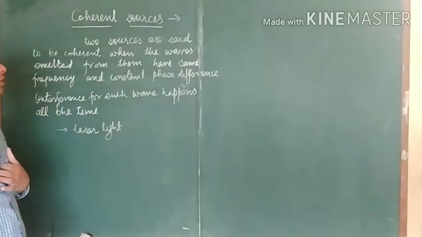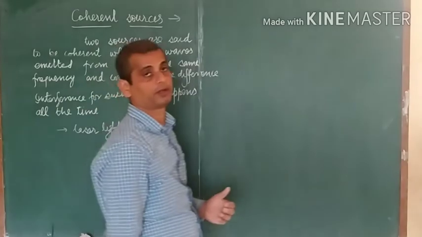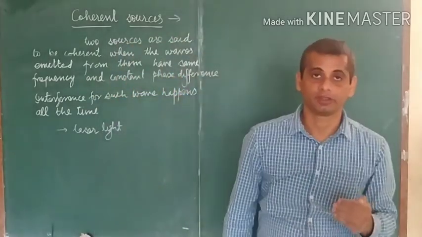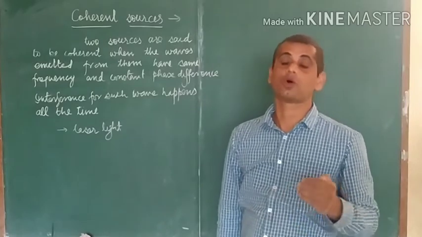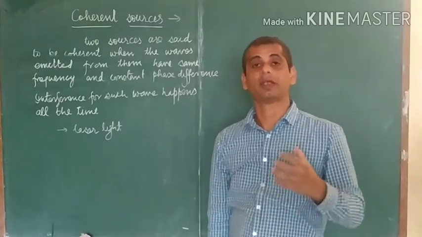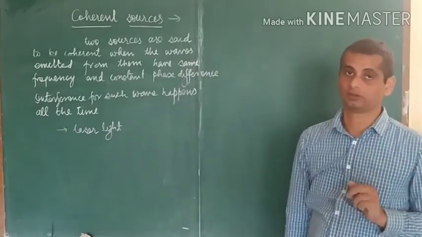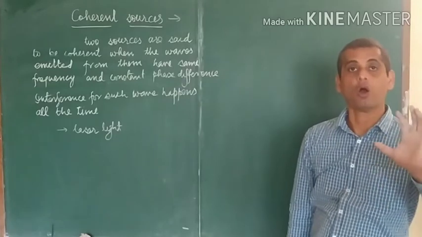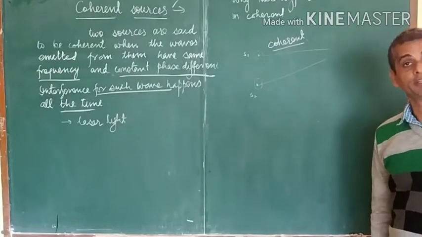Discuss about the coherent sources. Two sources are said to be coherent if the light emitted by them has the same frequency and a constant phase difference. The interference pattern obtained from coherent sources is a sustained one, meaning we can see it all the time. In this video, we will discuss coherent sources.